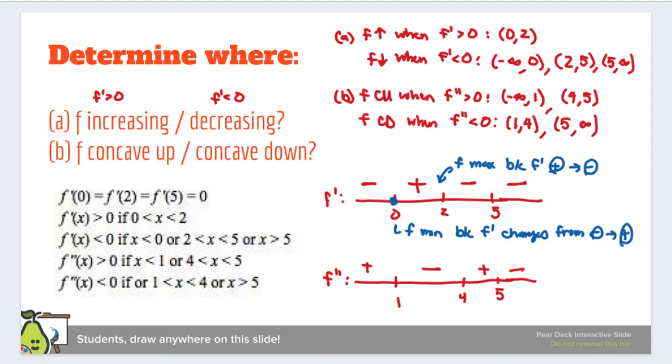And then if I wanted inflection points, I could say that I have inflection points wherever f double prime changes sign. So f has inflection points at x equals 1, 4, and 5 because f double prime changes sign. So remember, we're looking for sign changes and not just that it equals 0 for the min, the max, and for the inflection points on f double prime.